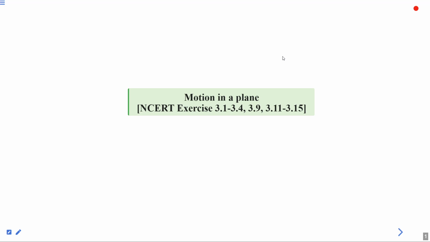Hello students, in today's lecture we are going to solve some questions of the chapter Motion in a Plane, NCERT exercise 3.1 to 3.4, 3.9, 3.11 to 3.15. Here the topic uniform circular motion we will cover in tomorrow's lecture.